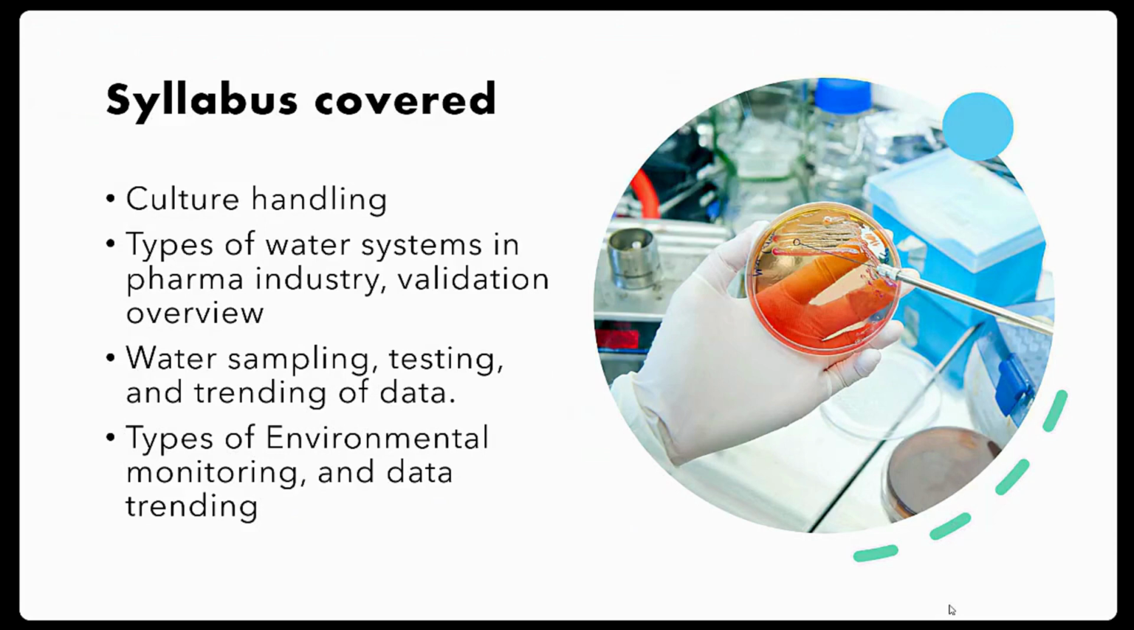Next, types of water systems in the pharma industry and how the water system will be validated. Different types of water are used in the pharmaceutical industry: raw water, purified water, water for injection, and pure steam. How these are generated, we will discuss in this chapter. From raw water to pure steam, different purification steps are involved.